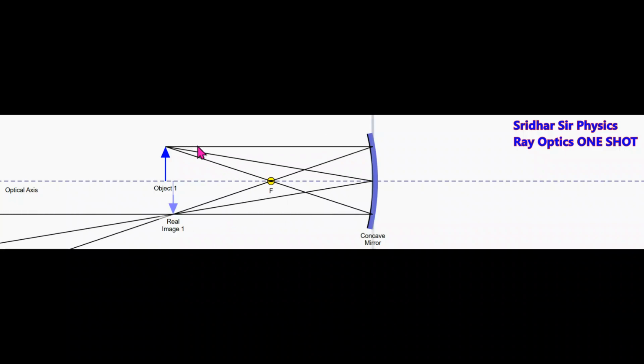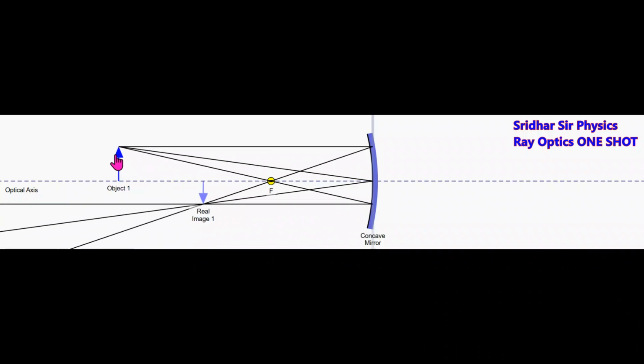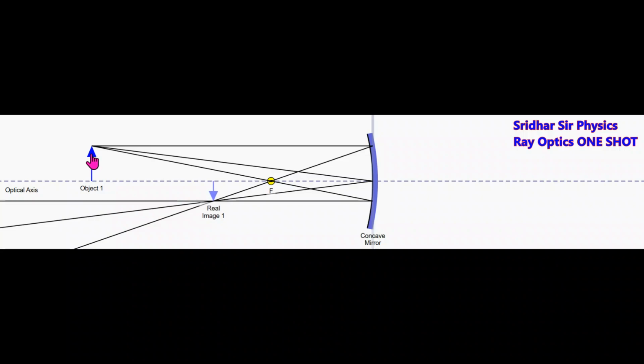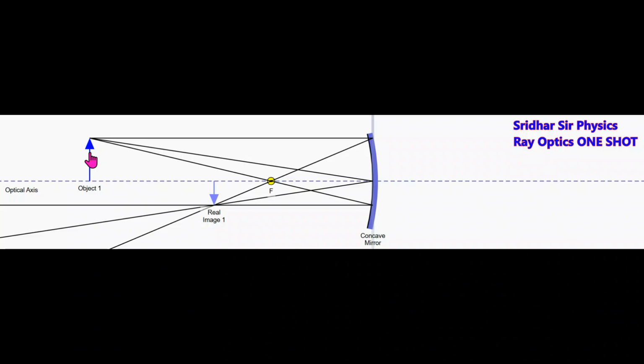Let me consider the three rays here. The ray incident parallel to the principal axis, after reflection, will pass through the focus. A ray incident at the pole will get reflected symmetrically. A ray passing through the focus, after reflection, will become parallel to the optic axis. Now where is the object? The object is kept like this here. If the object is beyond 2F, the image will be between 2F and F, here the center of curvature C will come, and the image will be real.